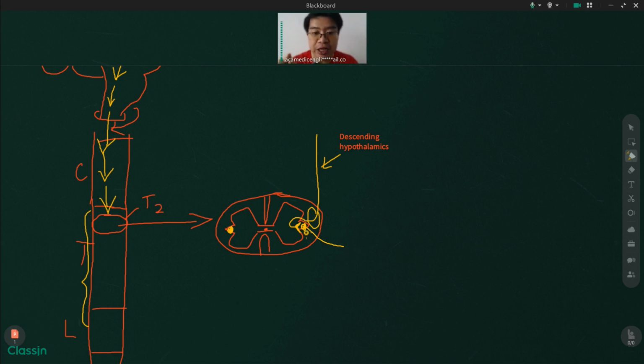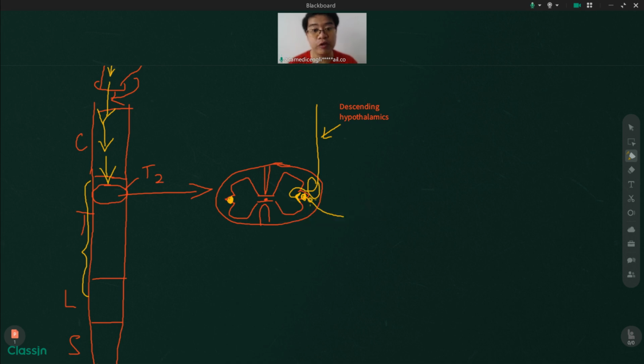So first, you have the preganglionic sympathetic neurons, and it's going to go out, right? But how does it go out? Not this way, not this way. It goes out like what? It will go out alongside. So let me just erase this one for a little bit.